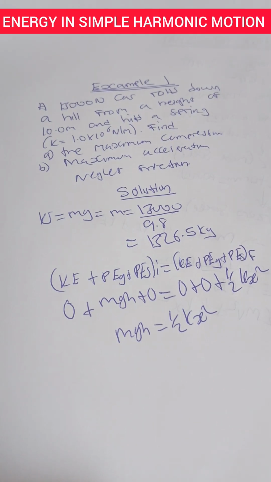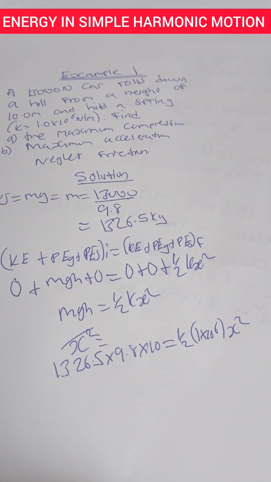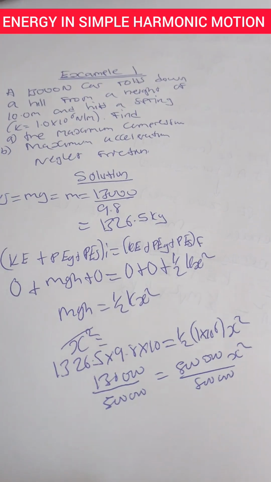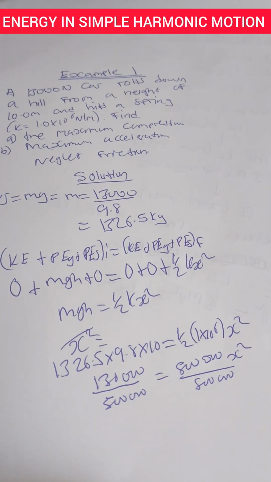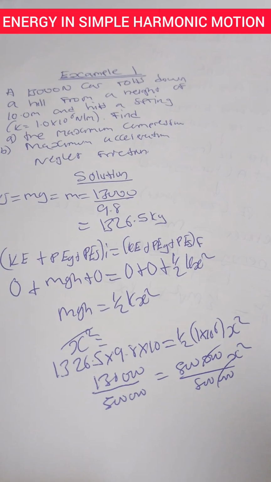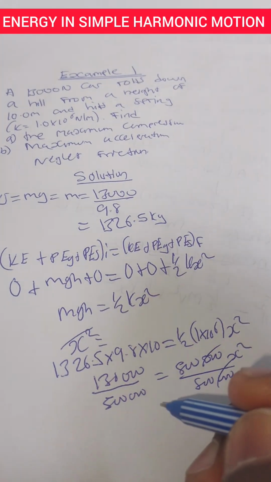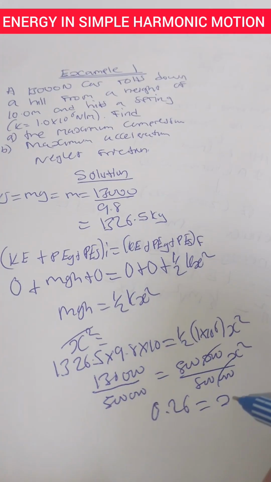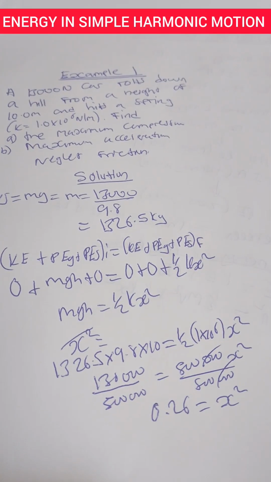So I've done it directly. I've just replaced wherever there's m, and wherever there's g, with the values. At the end, when we punch our calculators, we are going to find this. So we just cancel 500 and we do 1/3 over 1/3000 over 500,000. Punching our calculators, we find the answer is 0.26, which is equal to x squared. Now what's the square root of 0.26? It's 0.51 meters. So that is our answer for the compression.